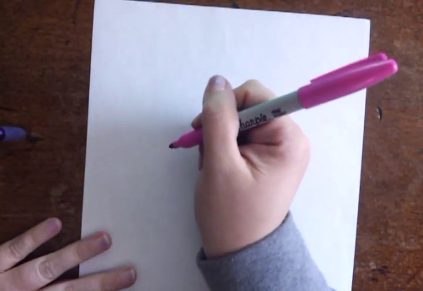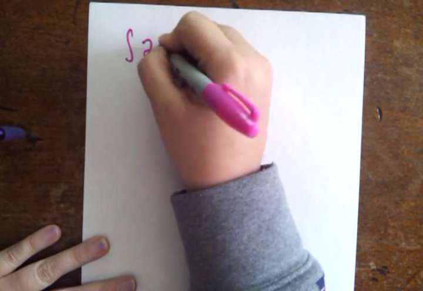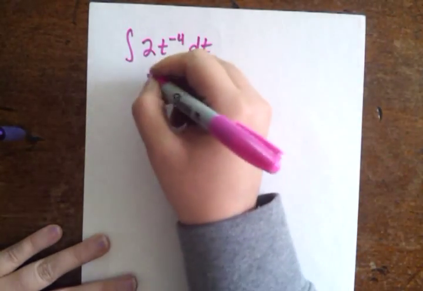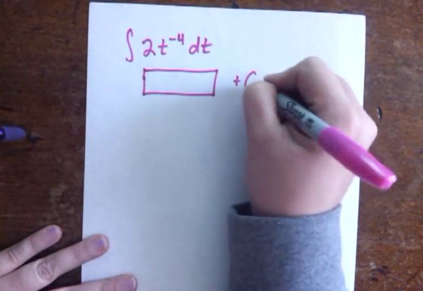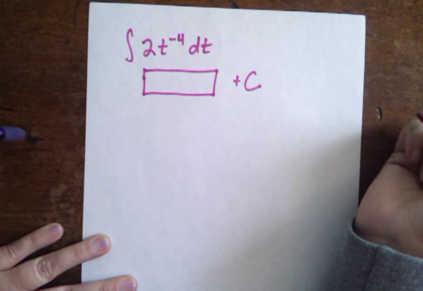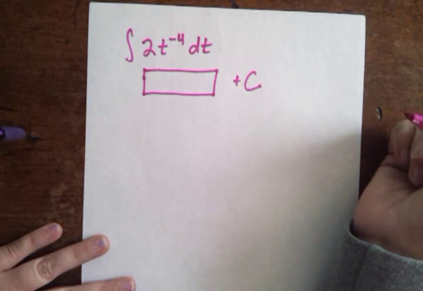Okay, let's take a look at number 2 from homework 17. They're asking for the indefinite integral of 2 times t to the negative fourth with respect to t. They're giving us, again, the box and the plus c. So they're throwing us this constant of integration for free. So what do we need to do? We need to follow our derivative rules.